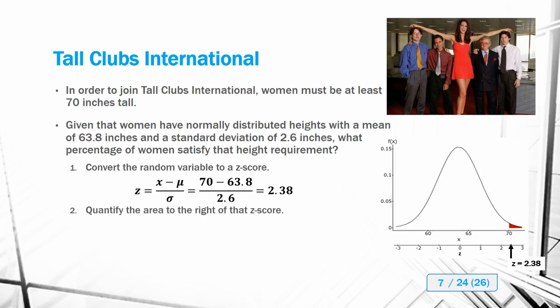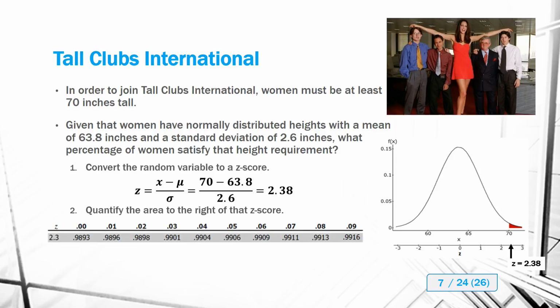The next step then is to quantify that area to the right of the z-score. We do that looking at our table. Here's an excerpt from a z-score table. In the appropriate row, we look for 2.38, which gives us this value here, 0.9913. This then is the area to the left of the z-score. But as you can see by looking at the distribution, we want the area to the right.